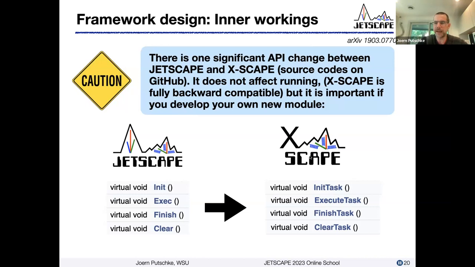If you use the XSCAPE GitHub, we changed it, and you have to implement init task, execute task, finish task, clear task, which we think is also a better naming convention. But in principle, that's literally the only difference on the source code level, and only important if you implement your own module, or you want to transfer your module developed from the JETSCAPE GitHub repo to use in XSCAPE. You basically just have to rename init to init task and so on. I will pause here in case there are some questions, but I'm pretty sure this will become more obvious in the hands-on session.